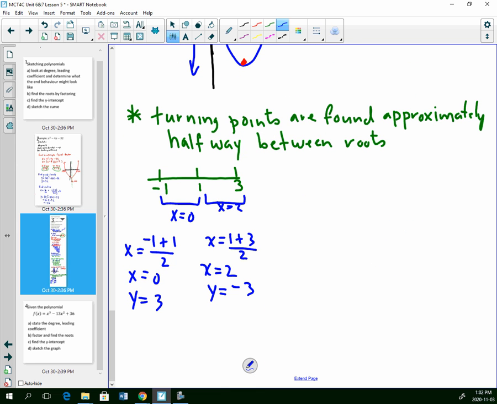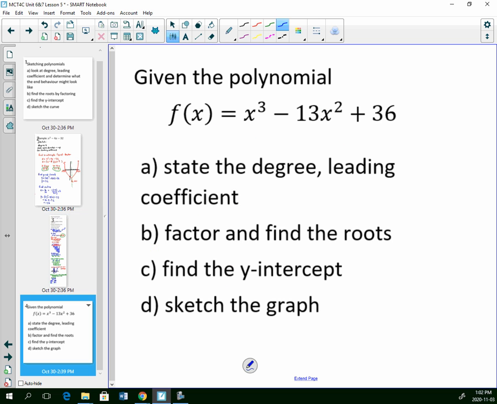Okay, so if you wanted to, that's entirely optional. But if you wanted to find them, that's how you would find them. Okay, let's do another one.